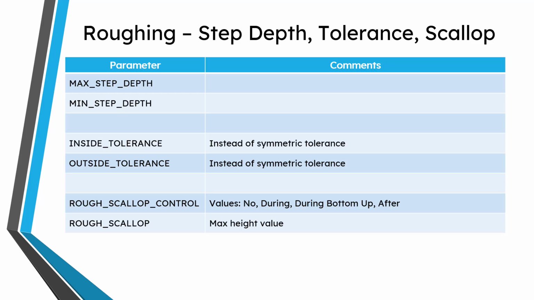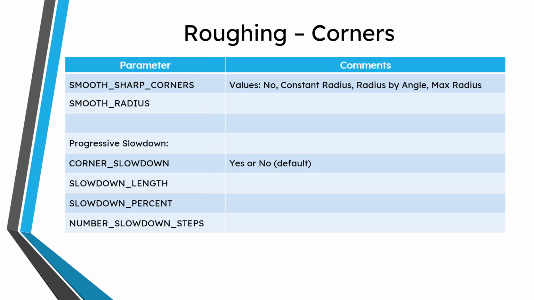And also you can turn on rough scallop control. This will add additional slices so that you can control the scallop height. With rough scallop control, if you turn it on, you can choose if it's going to add those slices during the main slices or during the bottom up or after at the end of all the different regular slices. And if you have this rough scallop control, you can specify the maximum height value of the little scallops.